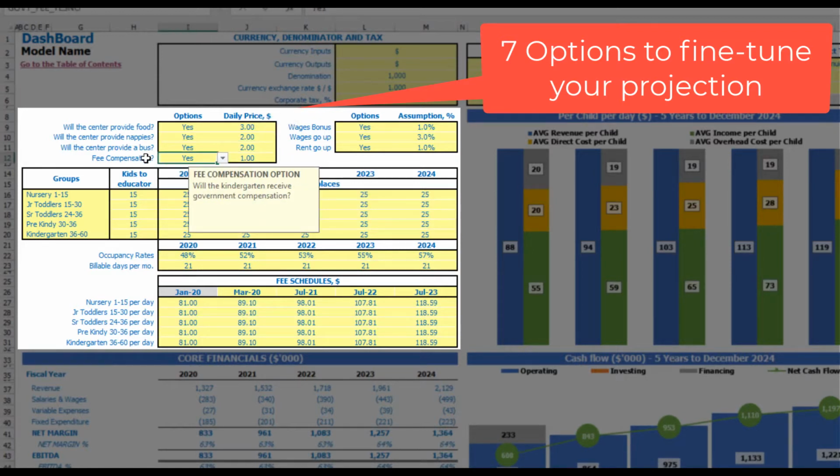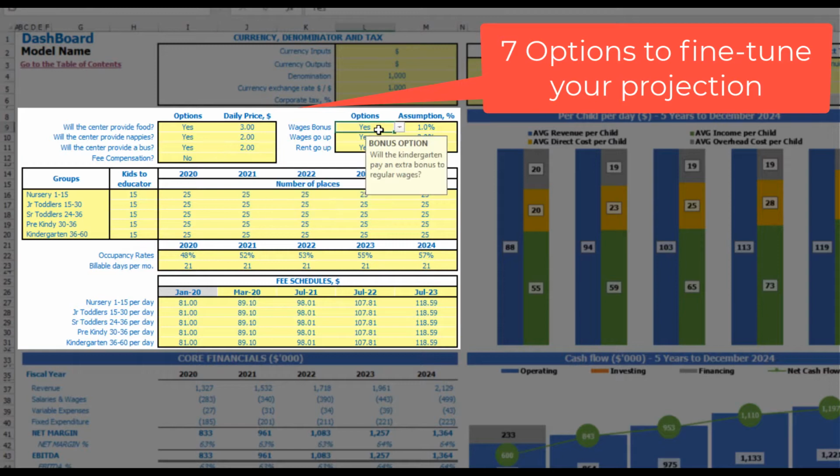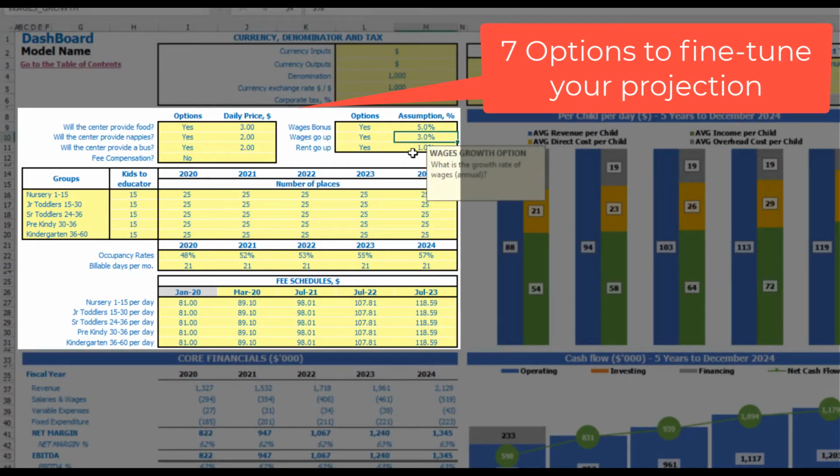Will you have any government compensation? Let's say no, so you can just zero out the daily price. Wages bonus. Will your wages have some bonus assumption? Let's say yes, it can be 5% per month. Will your wages go up? Let's say yes, it will be 2% per year. Will your rent go up? Let's say yes, it can be 2% per year.